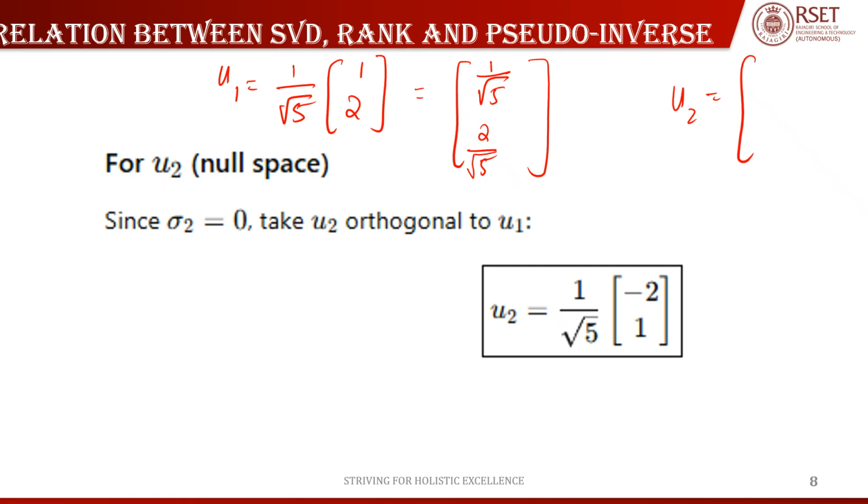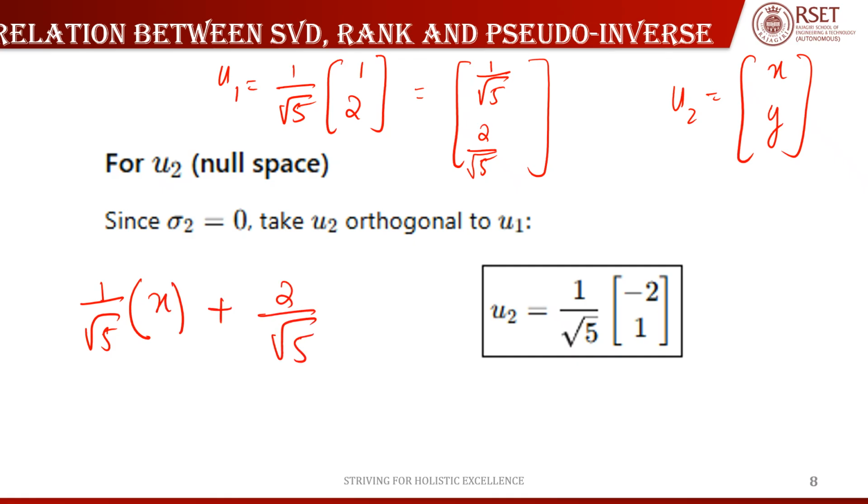To get the new vector which is orthogonal to u1, there are many procedures to do that, but you can just identify it in a trial and error manner. Suppose your u2 is x, y. To get the orthogonal u2, we take u1 dot u2, that is 1 by root 5 into the first entry of u2, that is x, plus 2 by root 5, the second entry of u1, into the second entry of u2, which should be equal to 0. By seeing it, we can verify if x is equal to 2 and y is equal to minus 1, what happens here? It will be 2 by root 5 minus 2 by root 5, which is equal to 0.